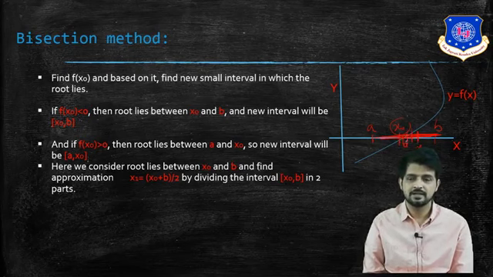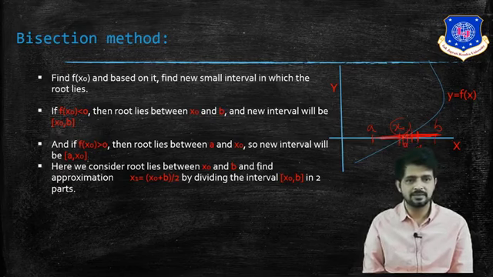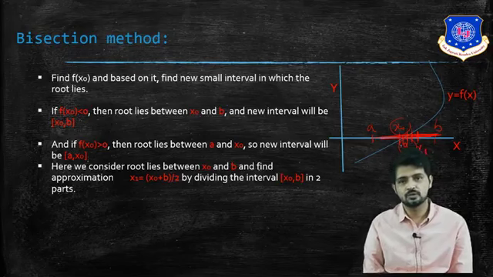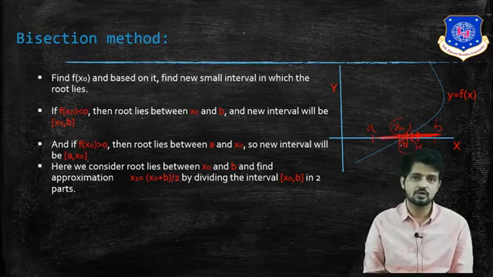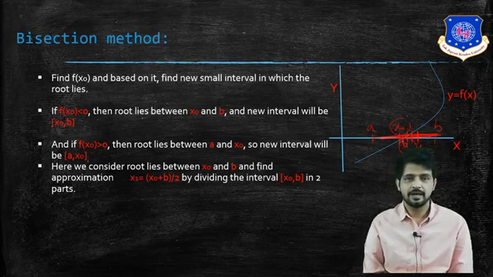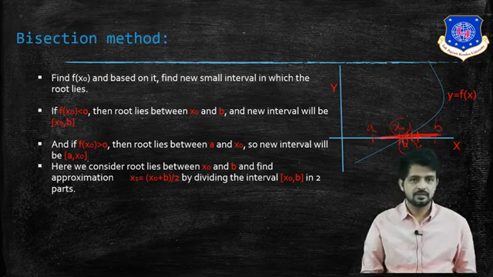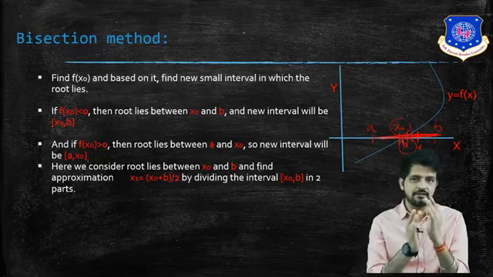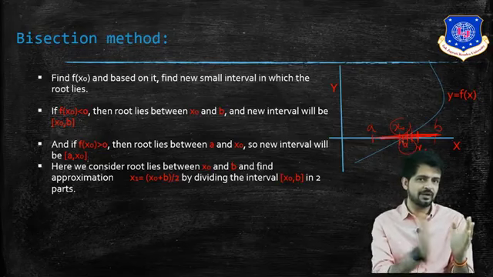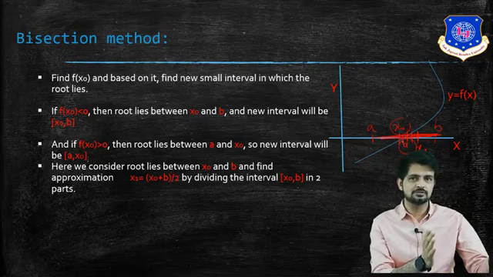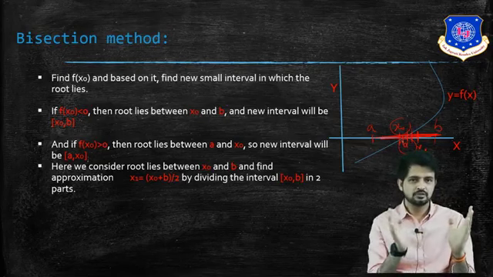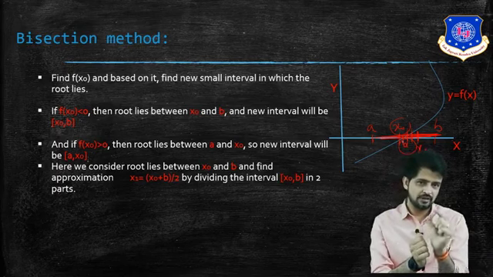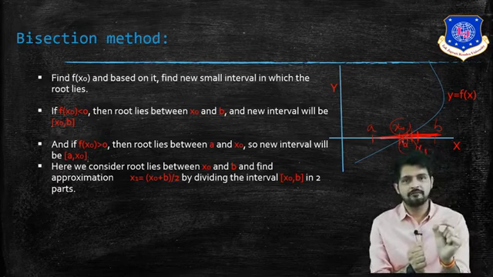So in this way, by continuously finding the approximations, we have to reach the nearest value of alpha, and alpha is the exact root. So we can get the approximate solution of the equation by bisecting the interval in two parts. So what is the method? Interval, bisect. Find the function value. If the function value is negative, then reduce the interval from the left hand side. If the function value is positive, then reduce the interval from the right hand side.